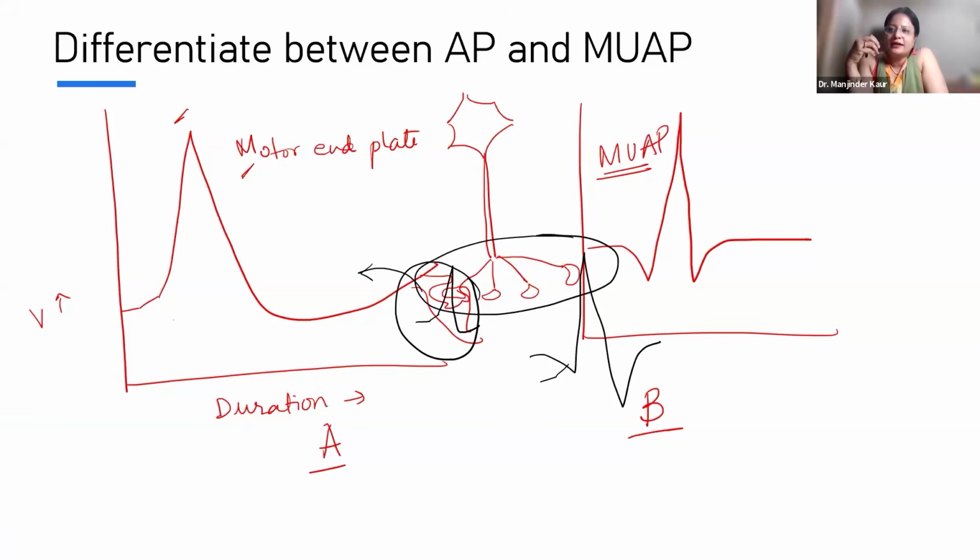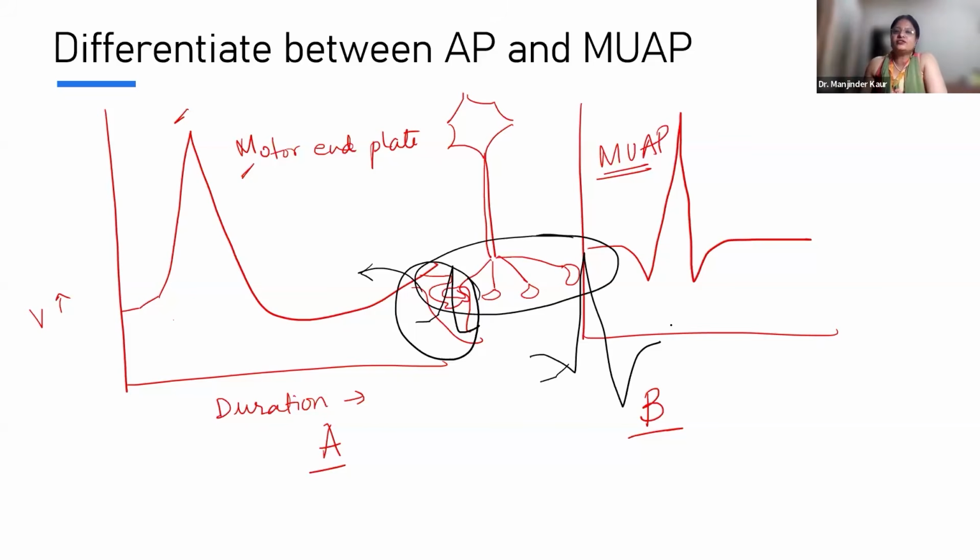I could tell you what is the difference between motor end plate potential and MUAP. So when we are recording the action potential from a single nerve terminal and the muscle, it is the motor end plate potential. But when we are recording it from the whole motor unit, so it will be all the nerve terminals and all the nerve fibers, it will be MUAP, motor unit action potential. So that is why it has three phases.